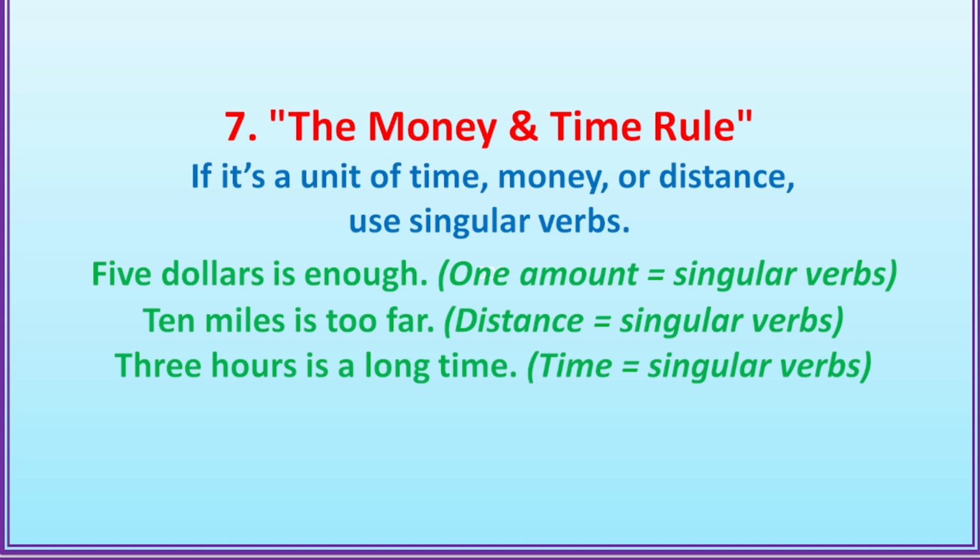The money and time rules. If it's a unit of time, money, or distance, use singular verbs. Examples: $5 is enough. It is one amount, so we have to use a singular verb.